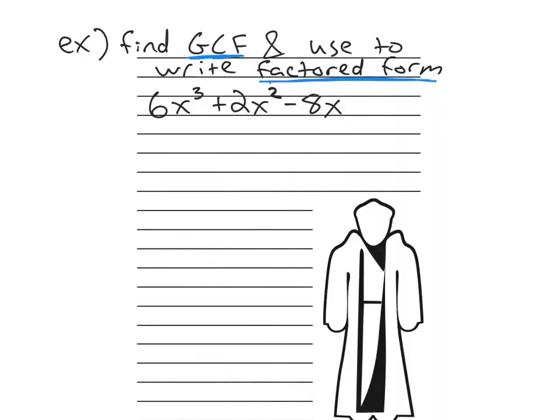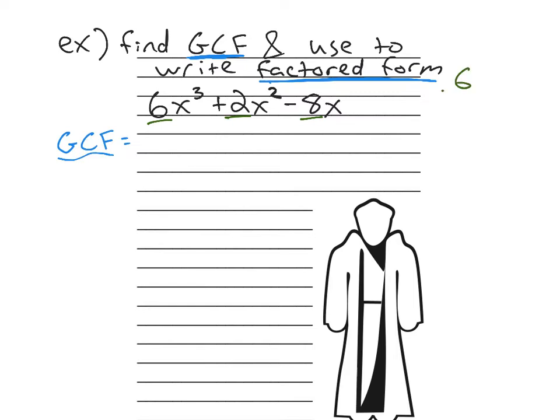All right, using our flow chart from the previous page, we are going to find the GCF here and then use it to write the factored form. We're going to rewrite that polynomial as two things that are multiplying. First is find the GCF. So remember, we're going to be doing the GCF in two different places, the numbers and the variables. Let's take care of the numbers first. So looking at the numbers here, we have 6, 2, and 8. So let's make a list of those numbers.